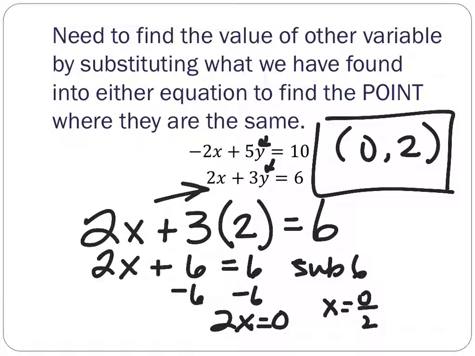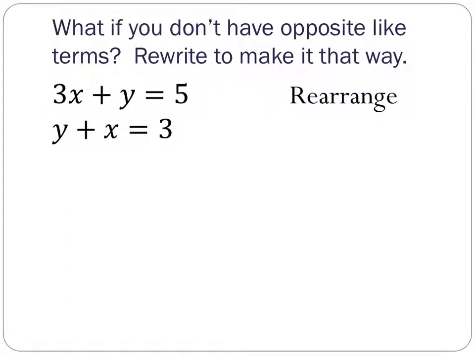I didn't say that right. I found the value of the point that works in both of them. What if they're not stacked right, or what if they don't have opposite like terms? What can we do? Well, one of the first things you can do is rearrange them so they're stacked.